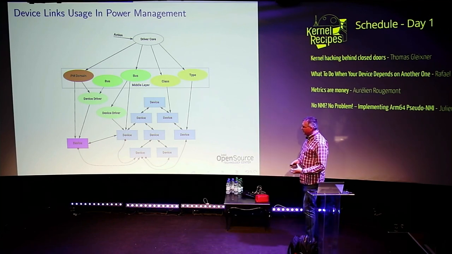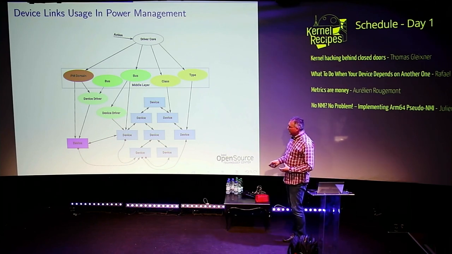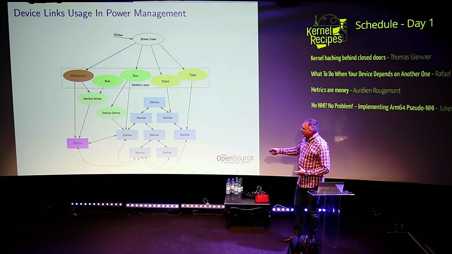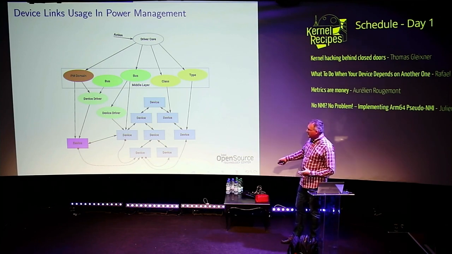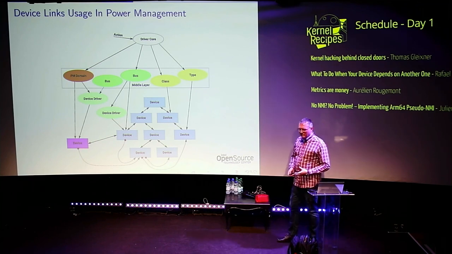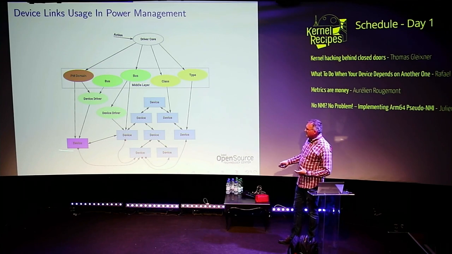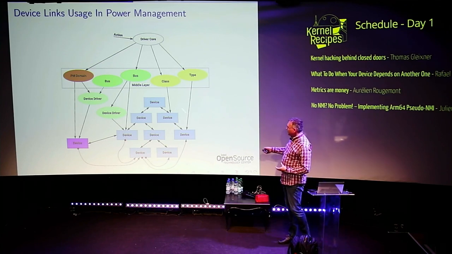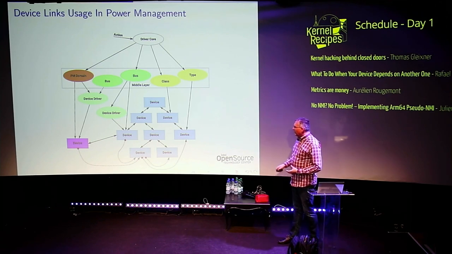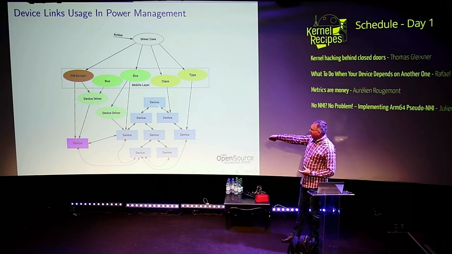Now, if we add those links as shown in one of the previous slides, there are those dependencies which are now represented by device links, and it is clear that all of this part of the device hierarchy has to be suspended before we can suspend this device. And also, if we want to resume this device, it is necessary to resume all of this part of the device hierarchy. Because obviously, this is a parent of these two devices, so it has to wait for those two to be suspended and so on.